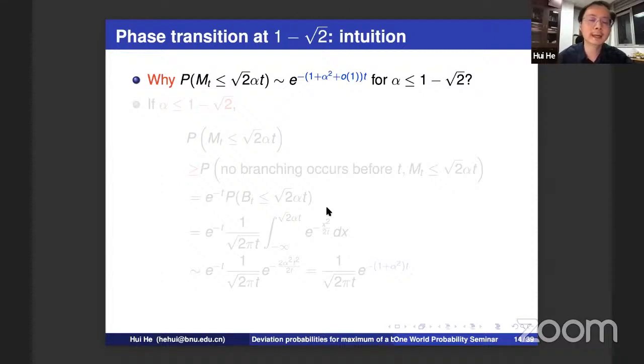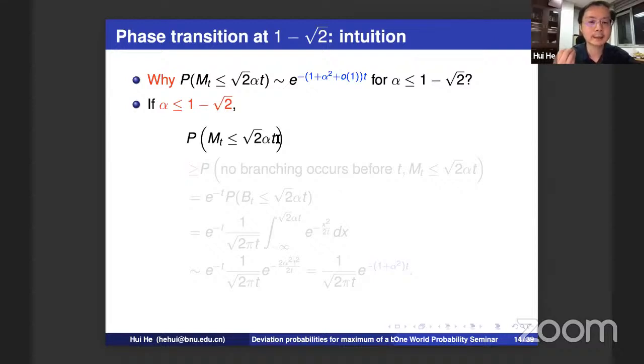So let us first see why Dahida and Shi get this result, that if alpha is less than 1 minus square root 2, the decay rate of this probability is like this function here. Since in Dahida and Shi's result they take a logarithm of this probability, you get 1 plus alpha square times t. So this means that this probability decays as this exponential function, and here you have an O(1) term. So if alpha is less than 1 minus square root 2, we want to understand the probability that the maximum position at time t is less than square root 2 alpha t, okay?